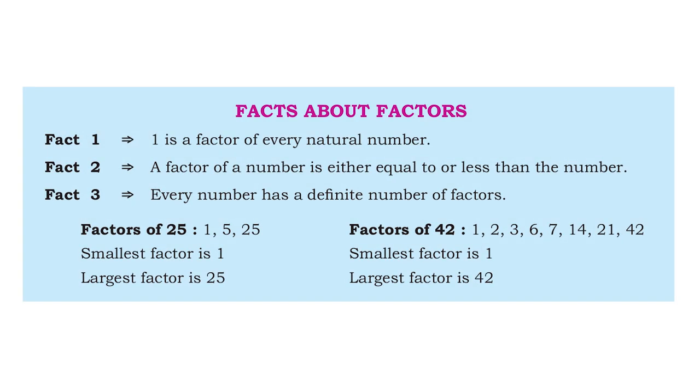You can count them. What are the factors of 25? 1, 5, and 25. Can you tell me what is the smallest factor in that? That's right, 1 is the smallest factor. What about the largest factor? 25. That's right. So we can always find the smallest and largest factor.